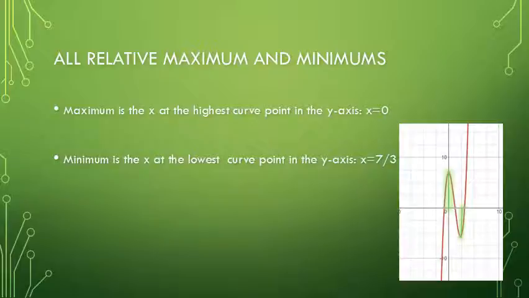The way I found my maximum was by finding what the x is at the highest point the line curves. The minimum was the same thing, except I find the x where the lowest curve point is. And so as represented on the graph to the side, maximum x equals 0, because at the highest point x is 0. And then same for minimum, at the lowest point x is 7/3.